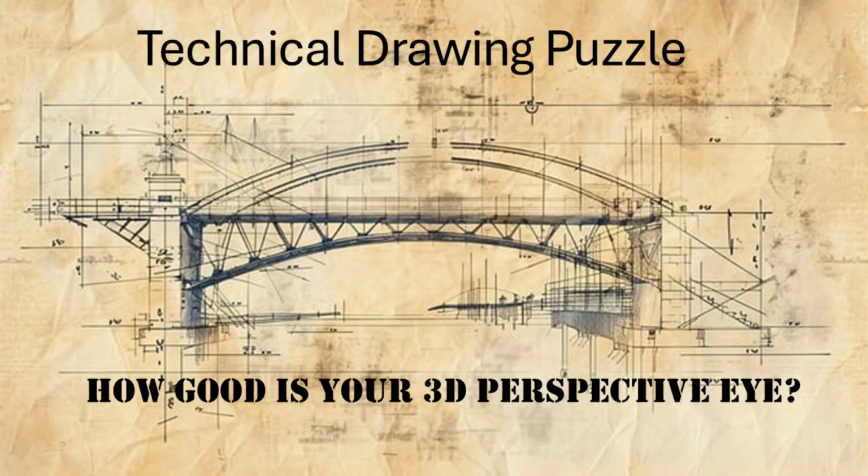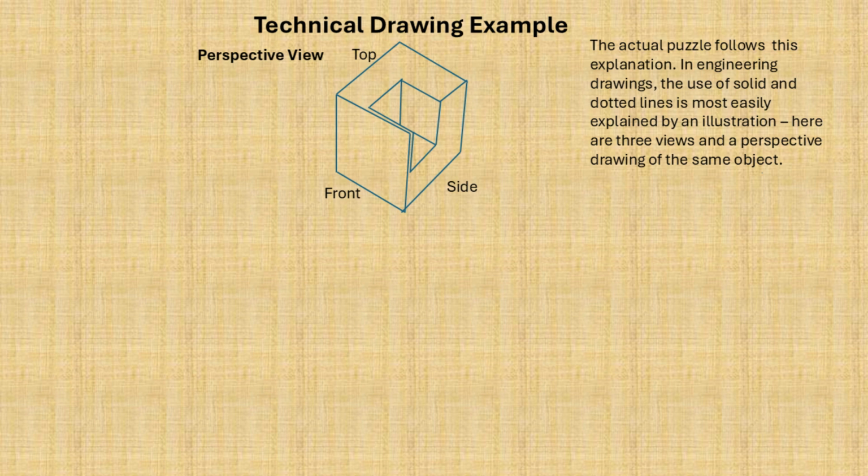We now look at a perspective view of an object, as mentioned on the screen before you, top, front, and side. In engineering drawings, the use of solid and dotted lines is most easily explained by an illustration. So take a careful look at this object and see how it is represented, especially in the views that follow.